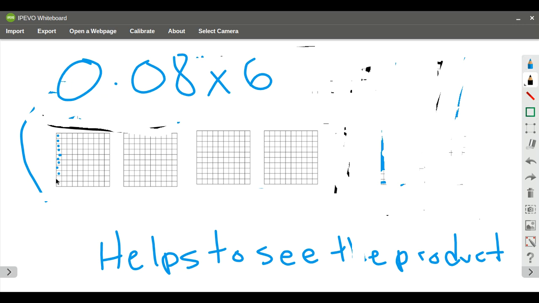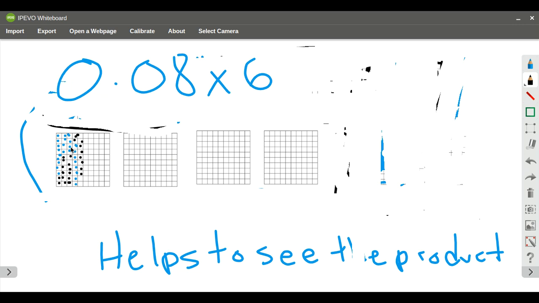Second 8 hundredths is going to be 1, 2, 3, 4, 5, 6, 7, 8. Third 8 hundredths is going to be 1, 2, 3, 4, 5, 6, 7, 8. Fourth, fifth, and my last 8 hundredths are each going to be 1, 2, 3, 4, 5, 6, 7, 8.